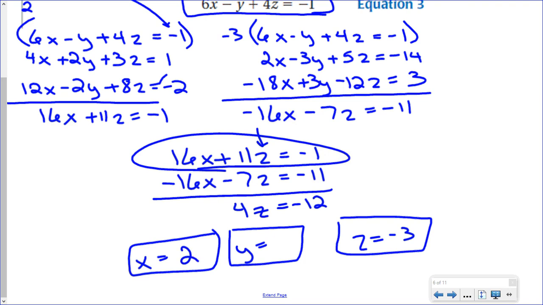So now we look back up at the top where we can try to find one with low numbers. This one has pretty low numbers right here. That one looks pretty easy to work with. So you put 2 in place of the x, you get 8. Negative 3 in place of the z, you get negative 9. Put those two together, you get negative 1, move it over. Long story short, y equals 1.